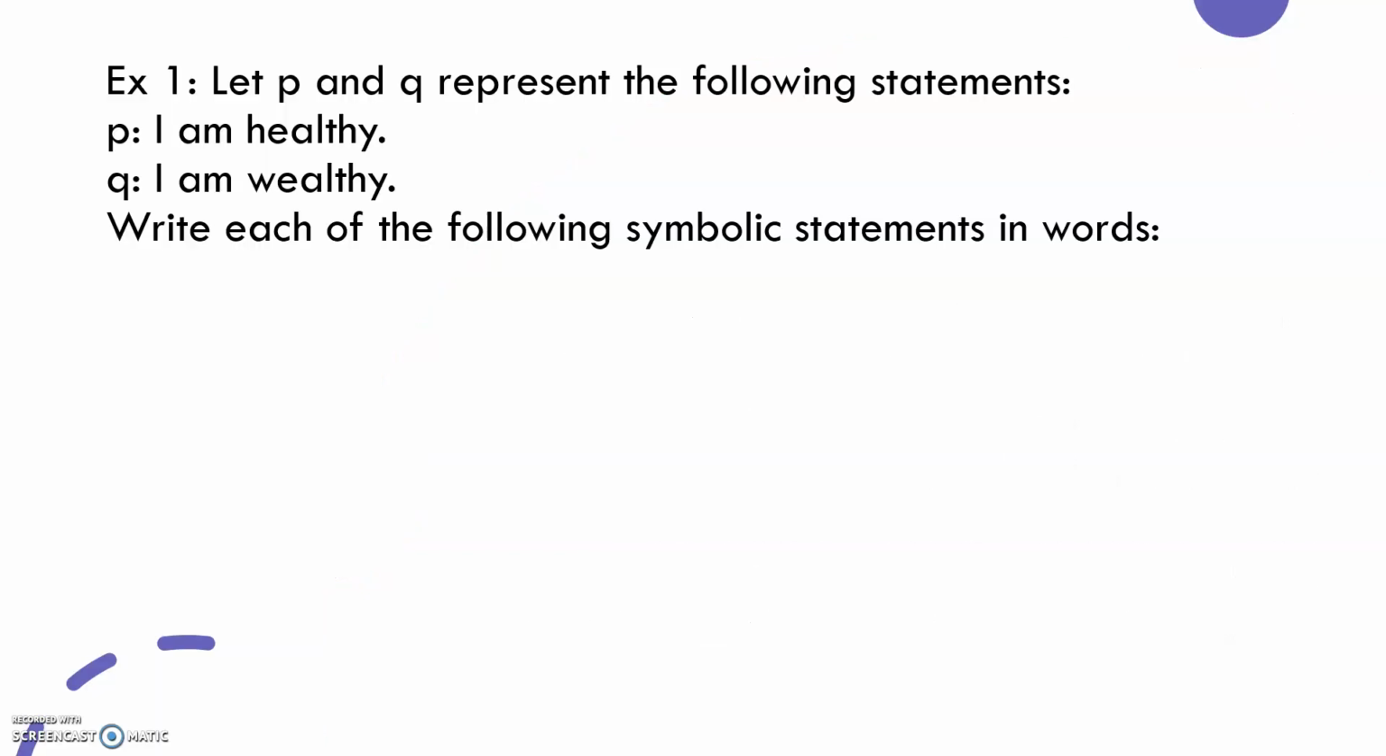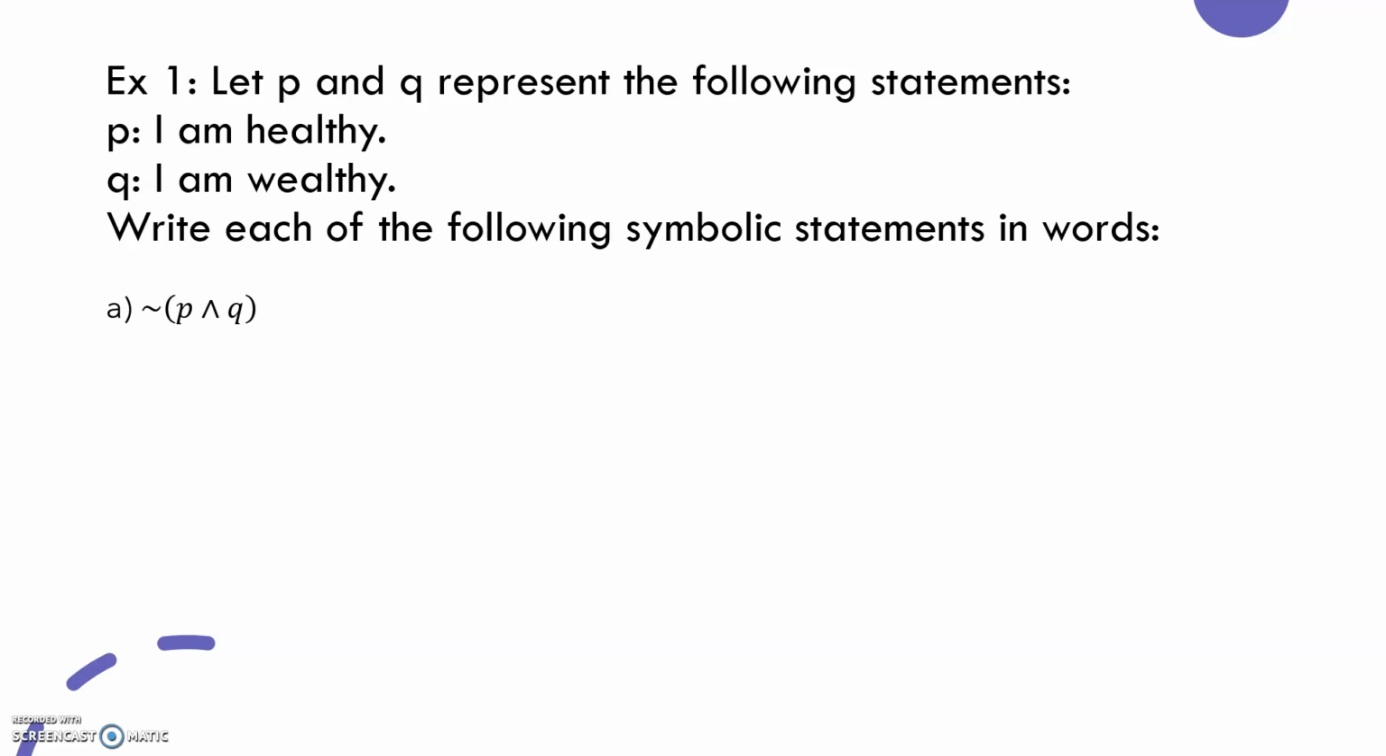Okay, and we're going to go through and talk a little bit more about all of that. So here's an example. Let's let P and Q represent the following statements. P is I am healthy. Q is I am wealthy. I know you might be thinking, I am healthy, I am wealthy, right? So those are my two statements. We want to write each of the following symbolic statements in words. So we're going from symbols to words.